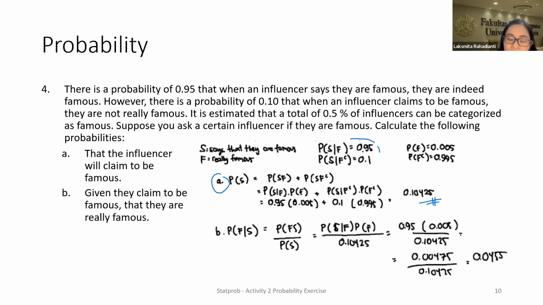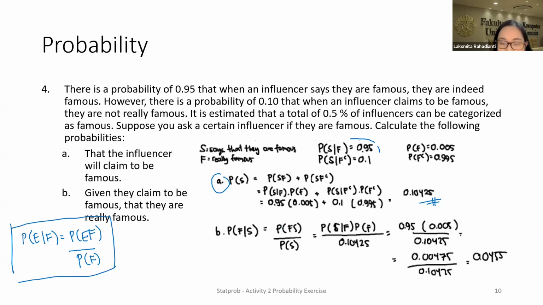And the second one is a little bit more complex: the probability of an influencer being actually famous, given that they claim or say that they're famous. So remember, this is from the conditional probability that we had right in front. I'm going to repeat this until you guys will no way forget it. That's our conditional probability here. So I use the same equation here, P(F∩C) over P(C).